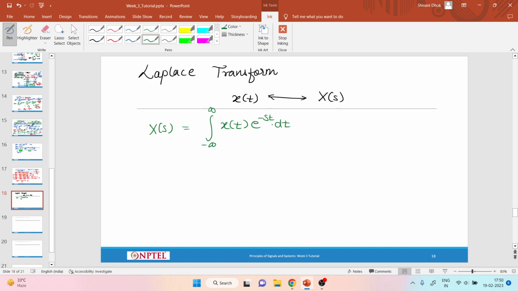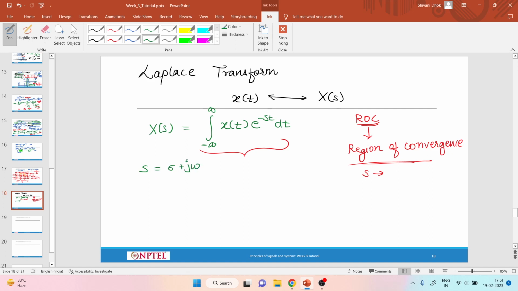dt. But along with this there is something known as ROC, that is, region of convergence. This region of convergence is basically the region of s in which this integral exists. So that is known as your region of convergence. So what is your s? Your s is equal to sigma plus j omega. This is a complex quantity.